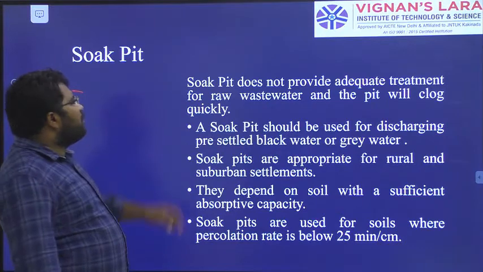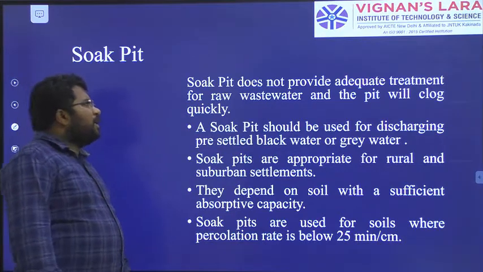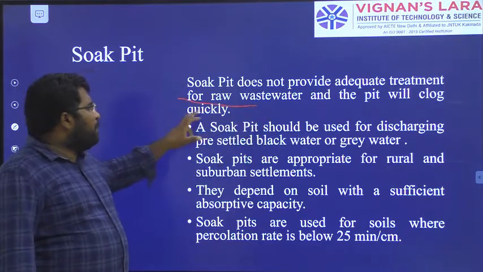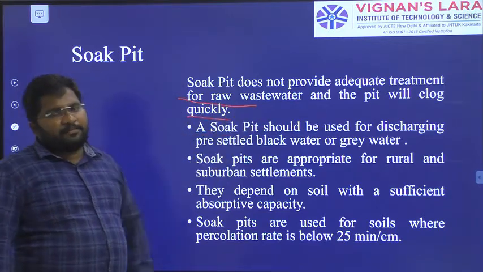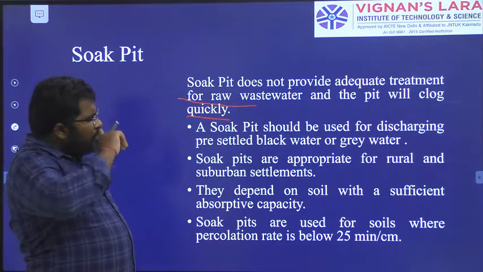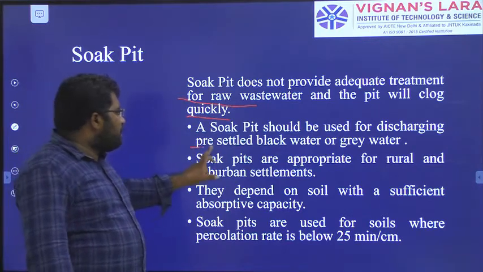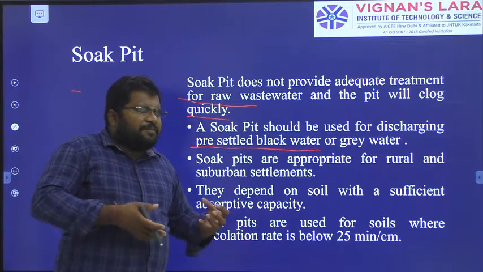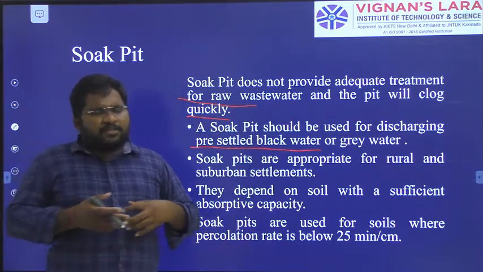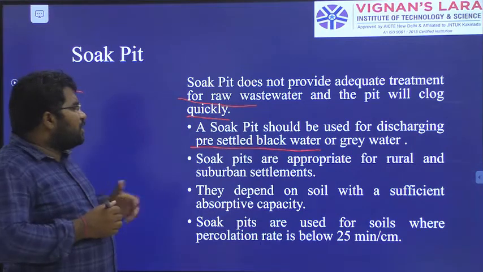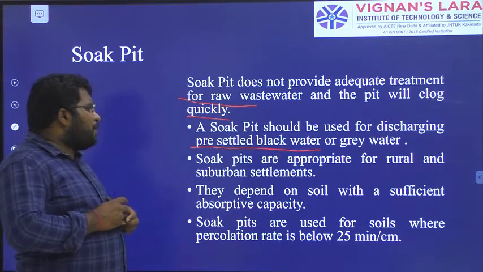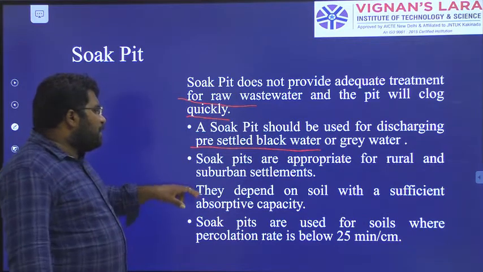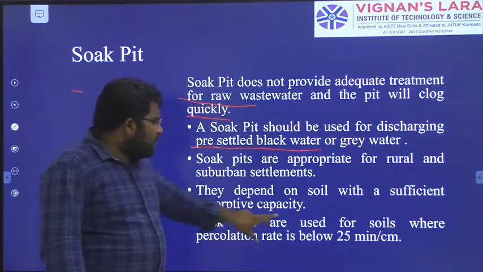First of all, we are going to discuss the soak pit. A soak pit does not provide adequate treatment for raw wastewater, and the pit will be clogged very quickly. Next, a soak pit should be used for discharging pre-settled black water or grey water, water which is already treated, so that it can be discharged into a soak pit. Soak pits are appropriate for rural and suburban settlements, right? They depend upon soil with sufficient absorption capacity.